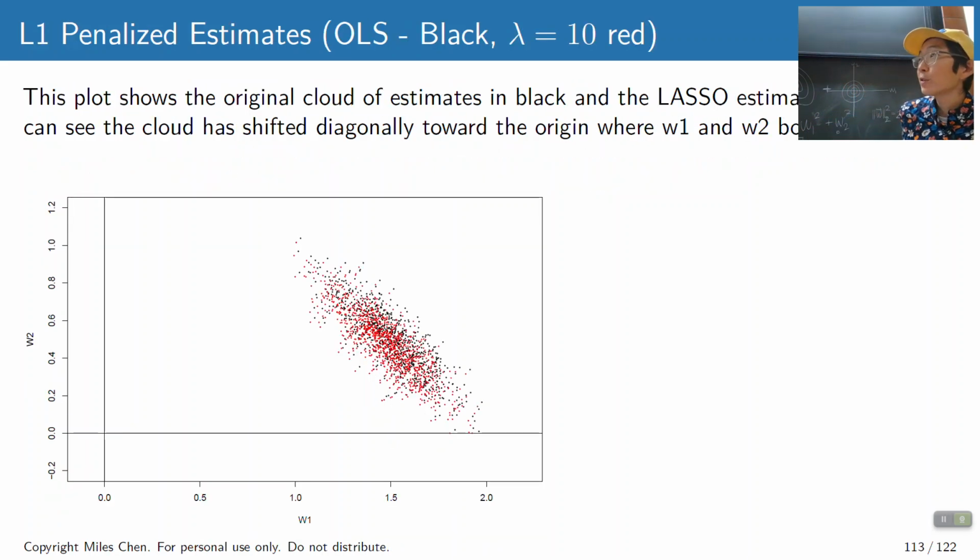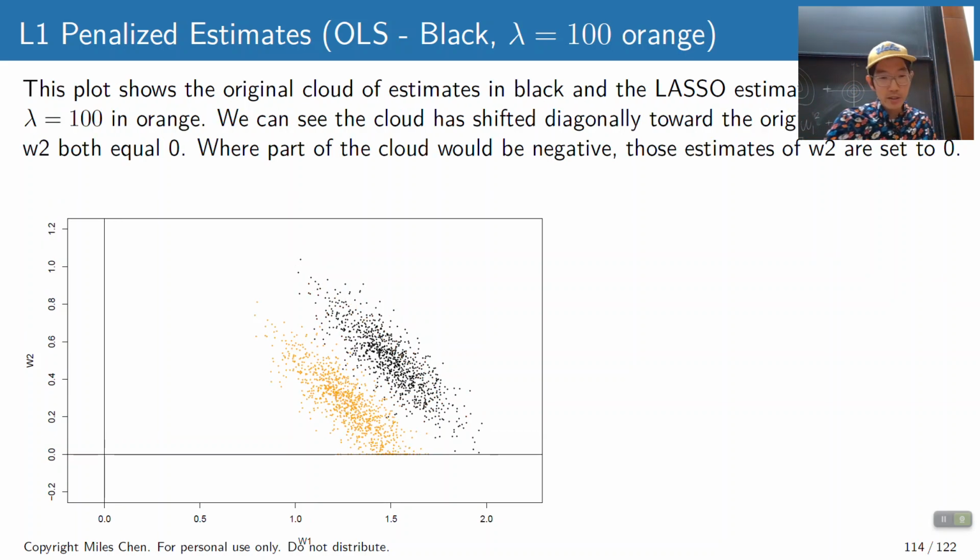What are the coefficient estimates if I put in lambda equal to 10? With lambda equal to 10, we're penalizing these things, and basically this entire cloud in black gets shifted a little bit down diagonally. The red cloud and the black cloud are actually the same shape, it's just been shifted, okay?